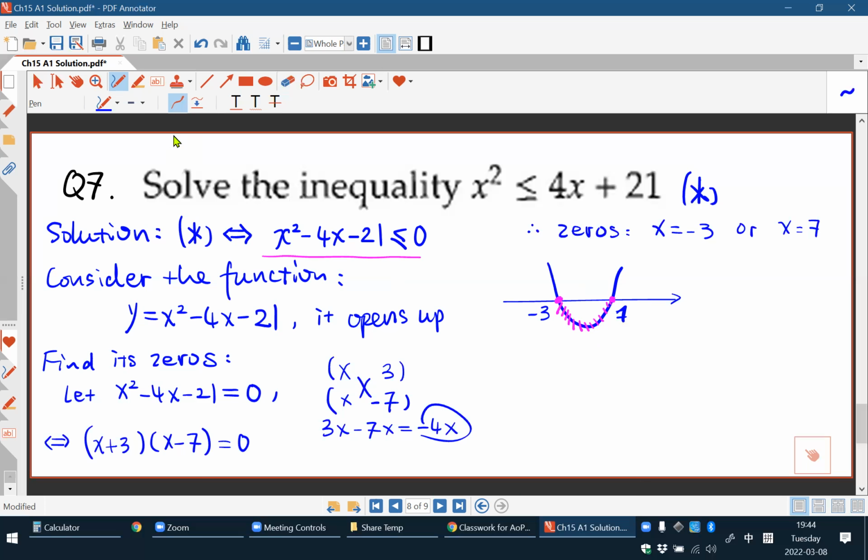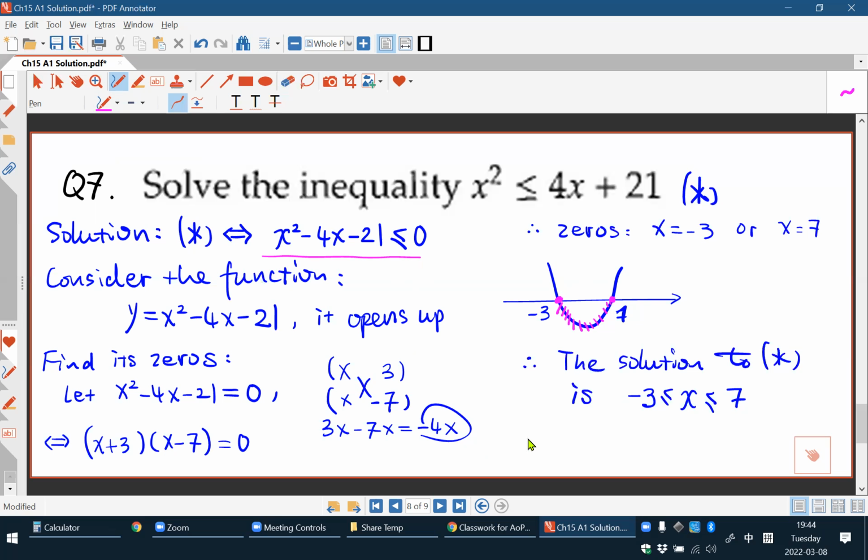Okay, now we can make the conclusion. The solution to the original expression is x can be greater than or equal to negative 3 and less than or equal to 7, right? Only in this interval, this function is less than or equal to 0. Understand?